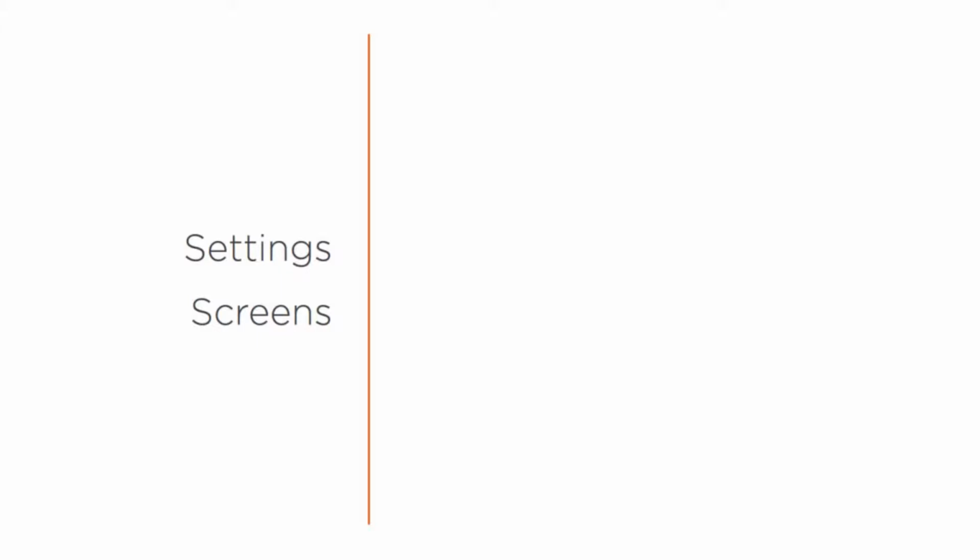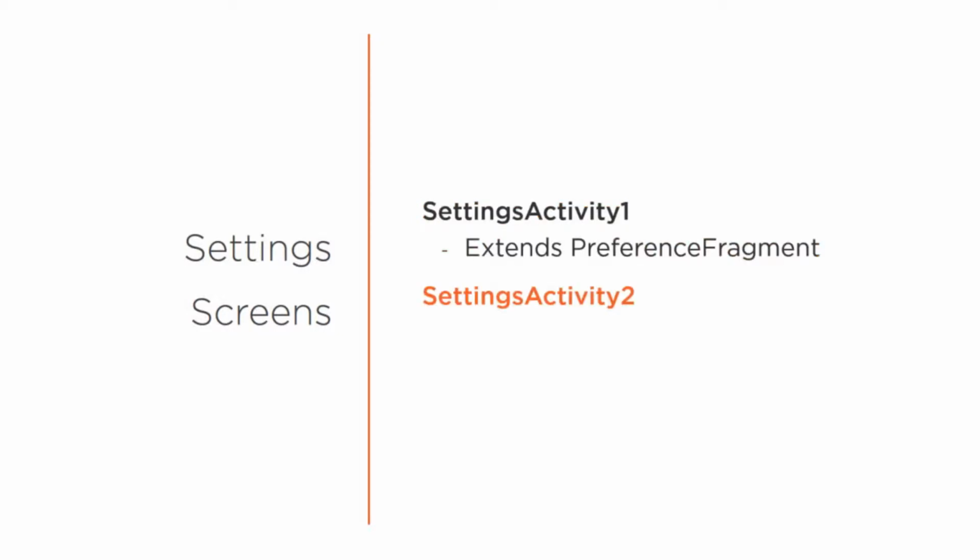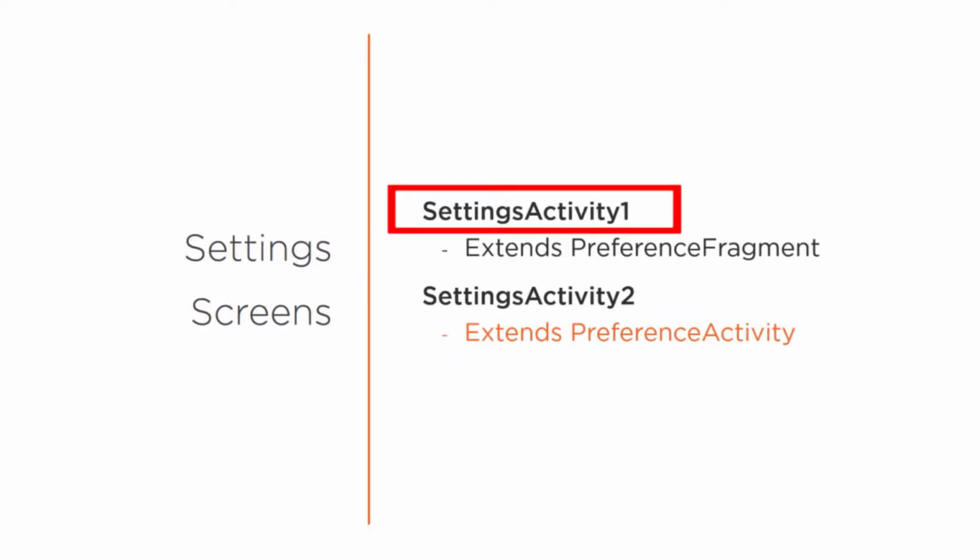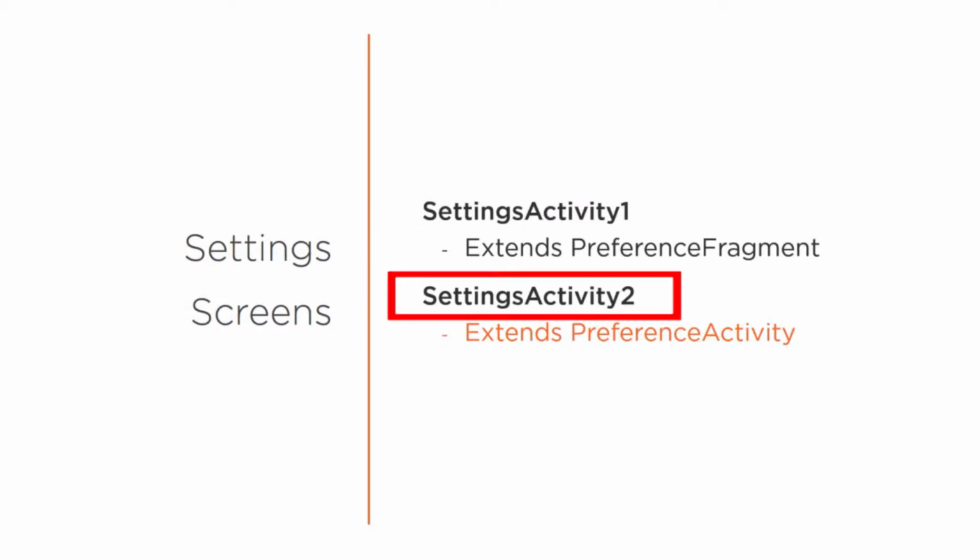Check out the branch named 4.4, differentiating between tablets and phones, start. In the application's current state, we have two separate setting screens, a class named Settings Activity 1 that extends Preference Fragment, and a class named Settings Activity 2 that extends Preference Activity. Settings Activity 1 is what we want to use when users are on a mobile device. Settings Activity 2 is what we want to use when users are on a tablet.